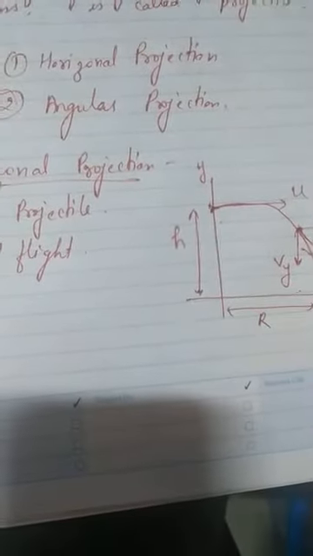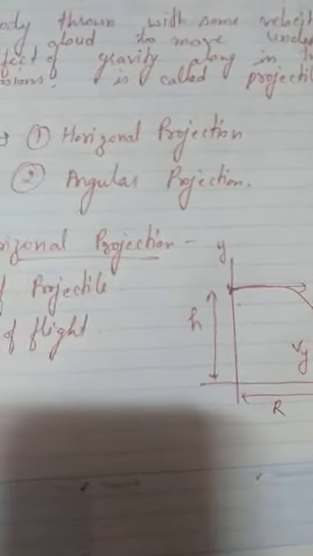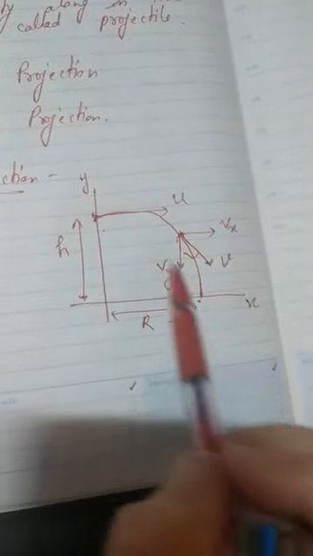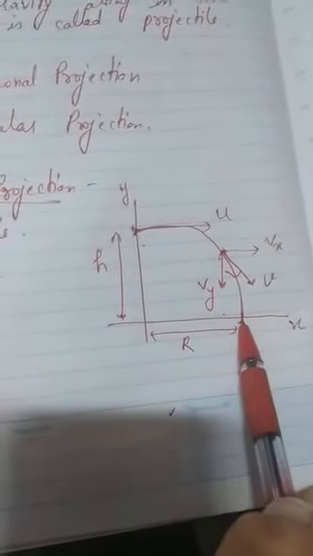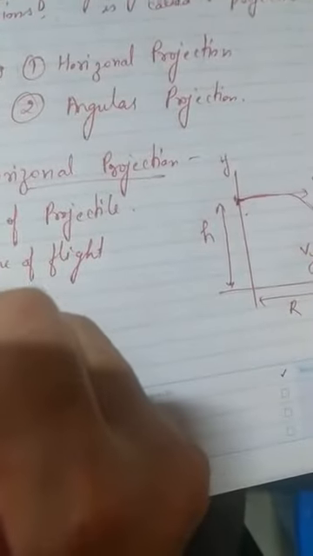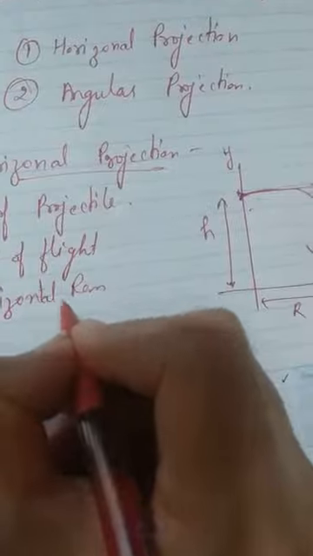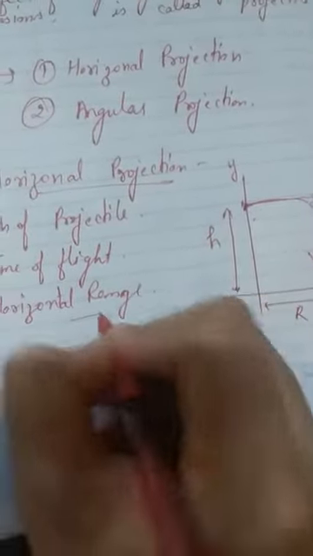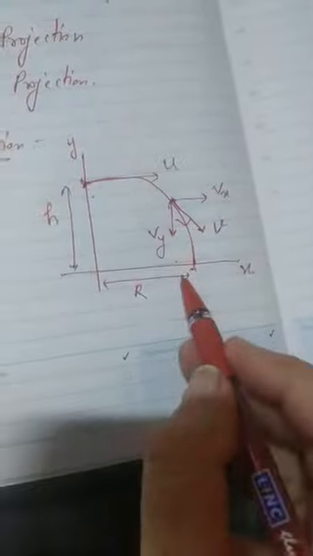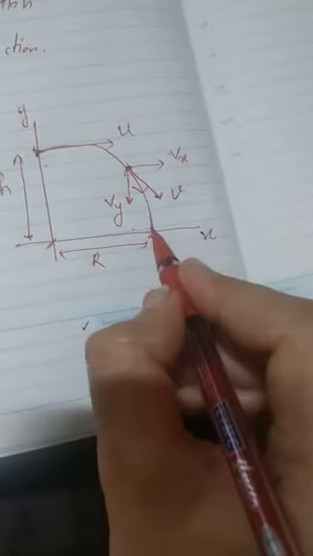For example, a ball during playing cricket, when we are throwing the ball from some height, then after some time it will go in downward direction under the effect of the gravity. So the total time taken from here to there during the total flight, that time is known as time of flight. Next our topic, horizontal range. What is horizontal range? Horizontal range is the horizontal distance from this initial point to this point, that distance is known as horizontal range.